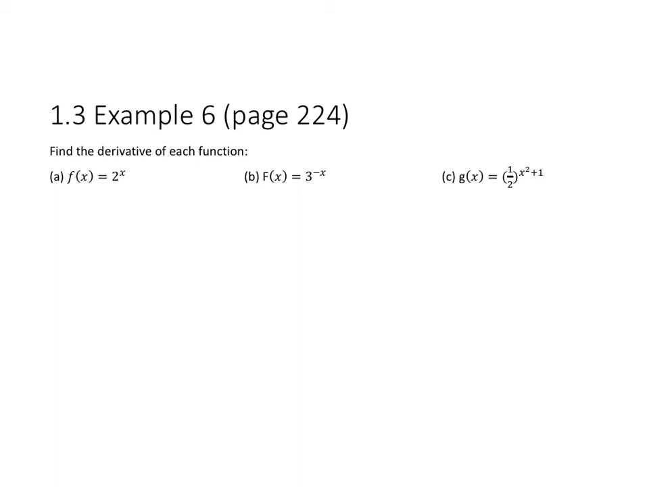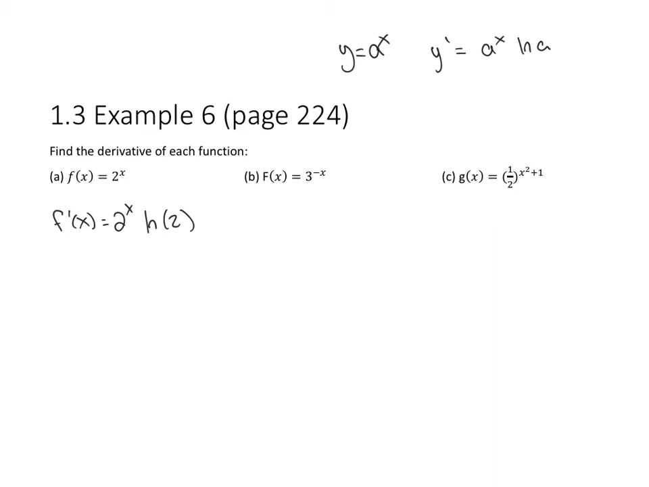All right, so I'm just going to rewrite the rule up here. We have y equals a to the x, and then y prime is going to be a to the x times ln a. So here in this case the a is 2, so f prime of x is going to be 2 to the x times ln of 2.